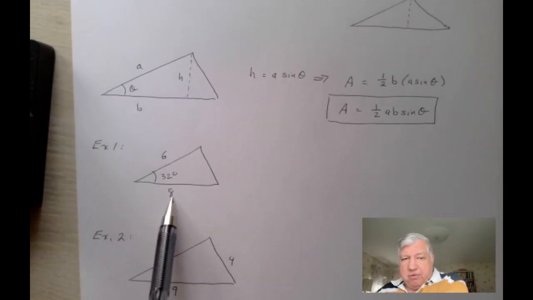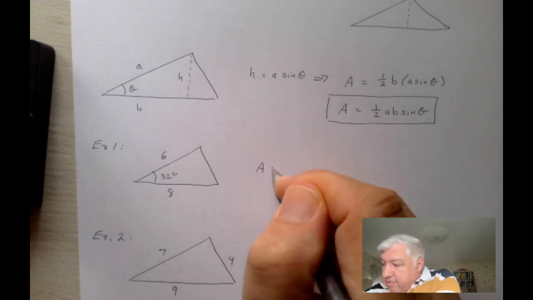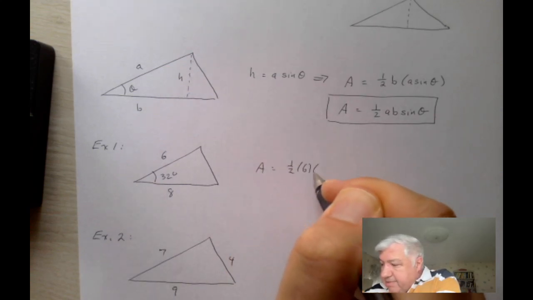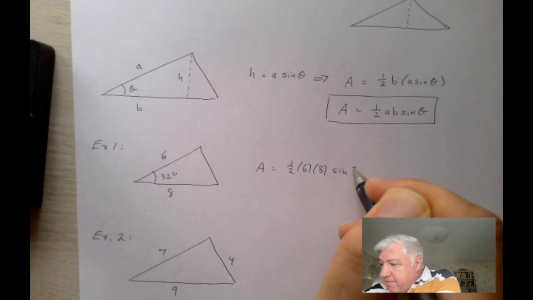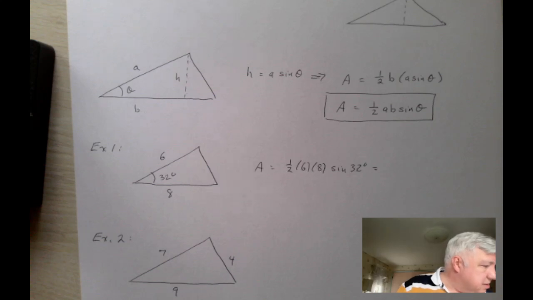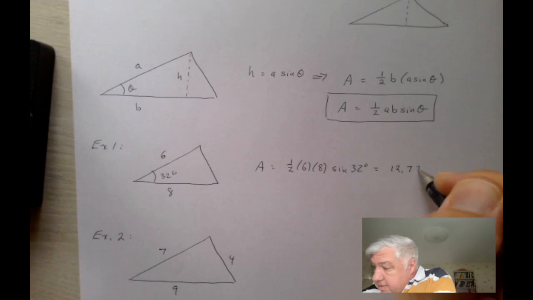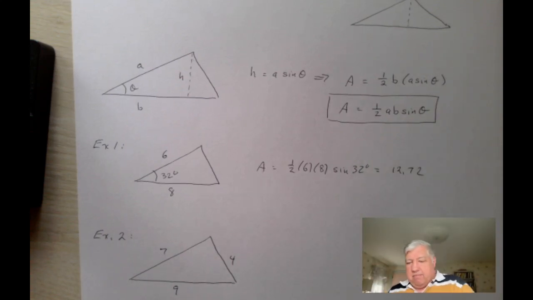Like in this first example, the angle is 32 degrees, this side is length 6, and this side is length 8. So the area would be 1/2 times 6 times 8 times the sine of 32 degrees, which is 12.72. I'm just going to double check this because I'm a little disorganized today, and yes, that's right. So that's great.